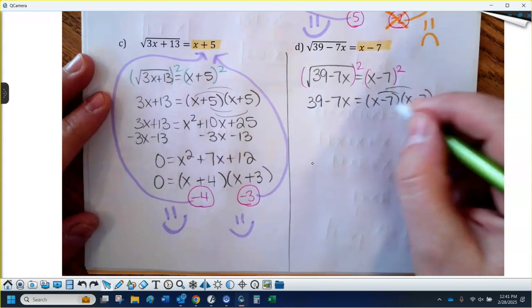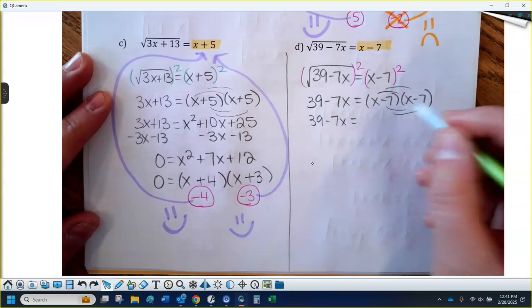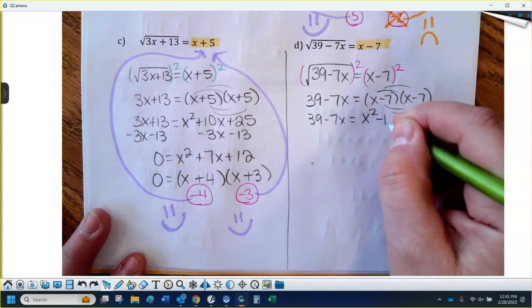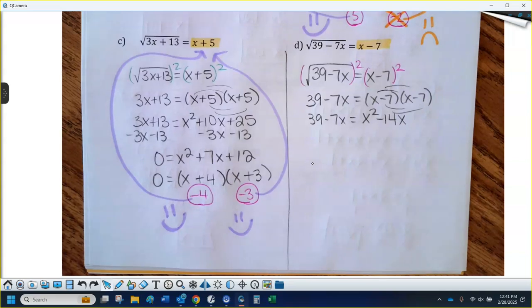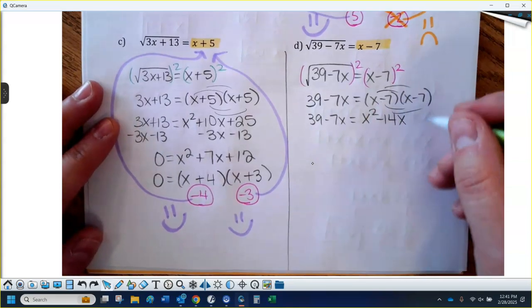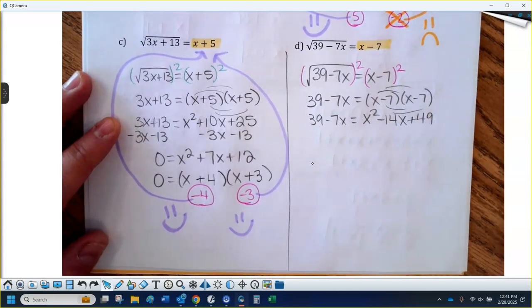I'm going to kind of cheat just a little bit. So I got 39 minus 7x. I know I'm going to get x times x is x squared. I'm going to kind of try to combine the linear terms as I think about it. I'm going to get negative 7x, and I'm going to get another negative 7x. So if I put those together, they'd have negative 14x. Now on the end, be real careful. Negative 7 times negative 7 would give you positive 49 if you multiply those together.